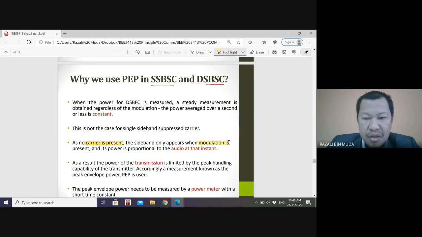So when modulation is present, there is power. Power is proportional to the modulating signal, the audio at that instant. As a result, the power of the transmission is limited by the peak handling capability of the transmitter. Accordingly, a measurement known as the peak envelope power is used. The peak envelope power needs to be measured by a power meter with a short time constant. Of course, power measurement is done using a power meter.